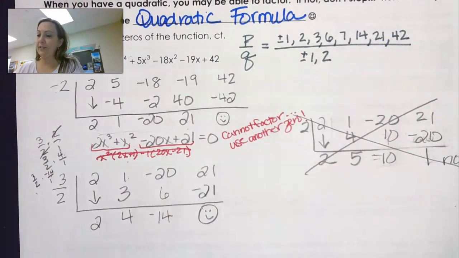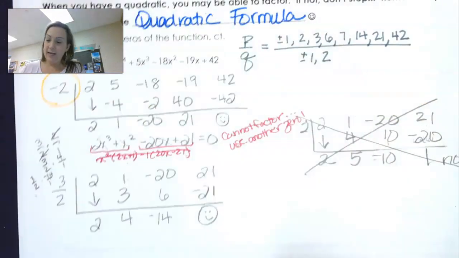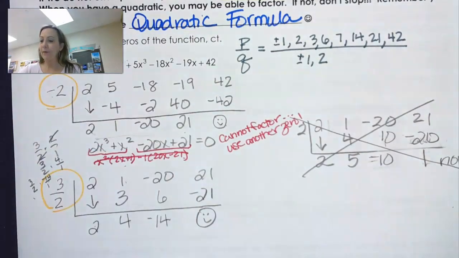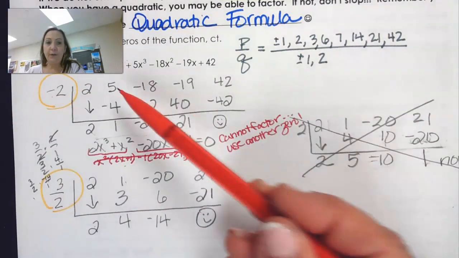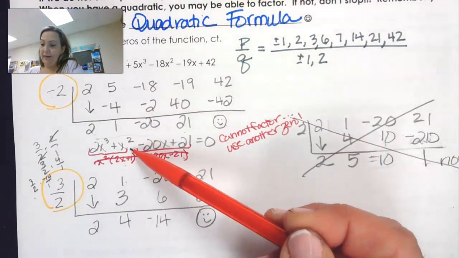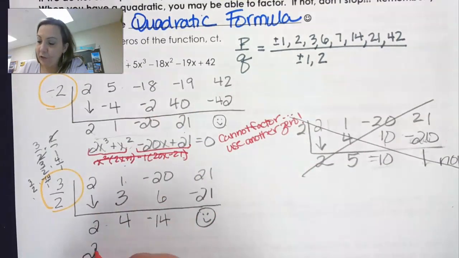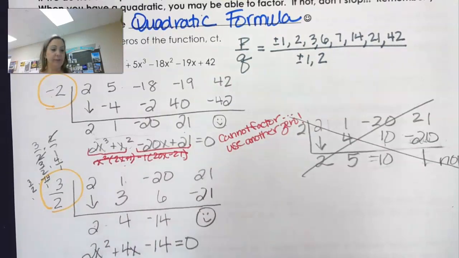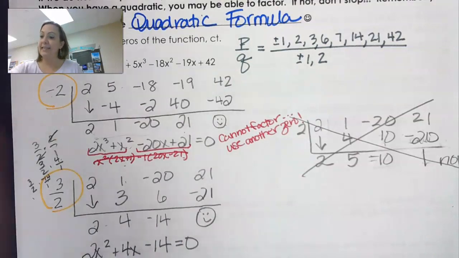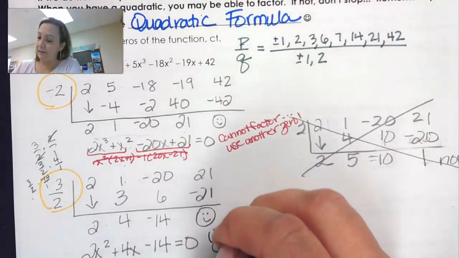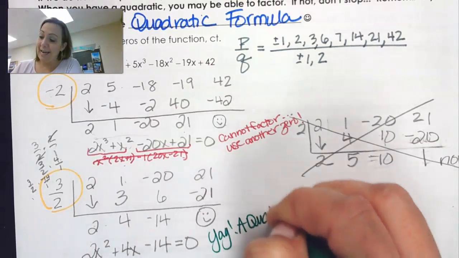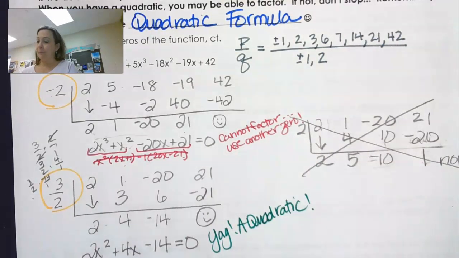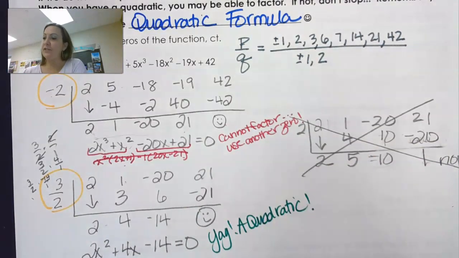So far for our zeros, we had negative 2, and we have 3/2. Let's see what's left. Well, we started with a quartic, we then had a cubic, and so now this is going to be a quadratic, 2x squared plus 4x minus 14, okay? So this is where we get pretty excited. Yay, this is a quadratic. And that means that we can stop the synthetic division process, okay? So what we can do is try to factor this. So let's try to factor 2x squared plus 4x minus 14.